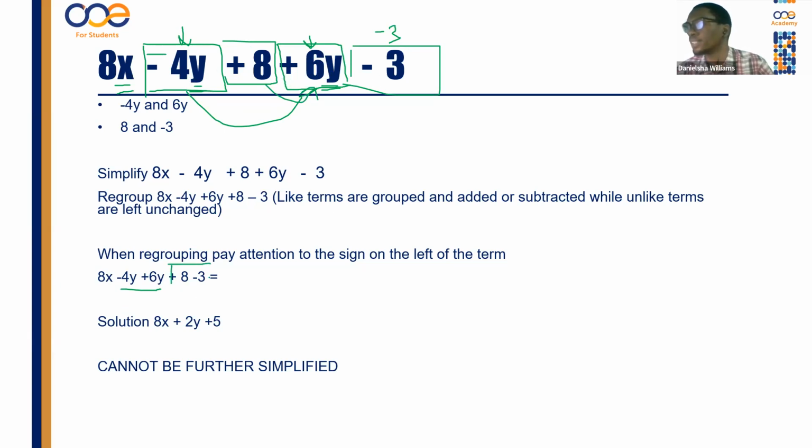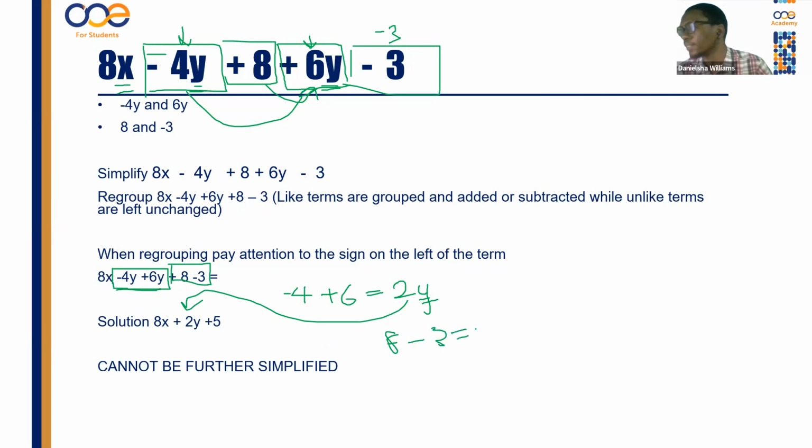After grouping them, we have these two sections. We can simplify these because they are like terms. When we simplify, we take the coefficient, which is the number in front, and perform the operation based on what we see. When we get the answer, we add back the variable at the end and put it back into the equation. Same thing for this: we have 8 minus 3, which is 5, and we put that back into the equation. When we reach the point where we don't have any more like terms, this is the final solution and it can't be simplified any further.